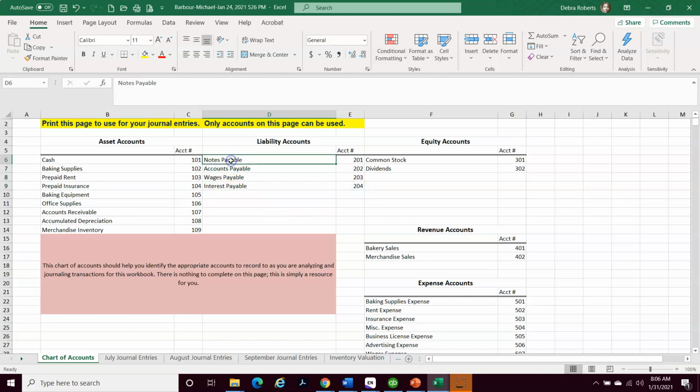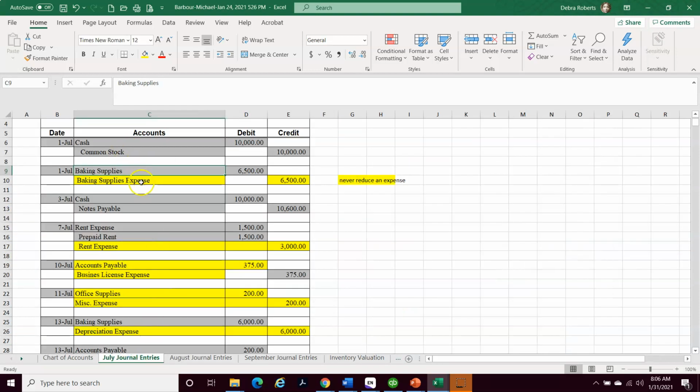I would say wages doesn't make sense. Interest payable doesn't make sense. It's not paying employees. Accounts payable is my only logical choice here. So you need to show an accounts payable transaction.